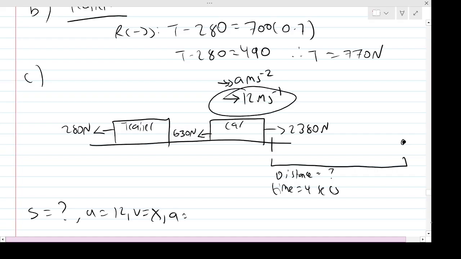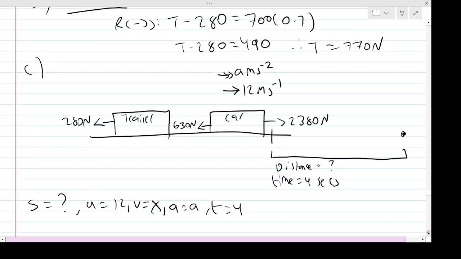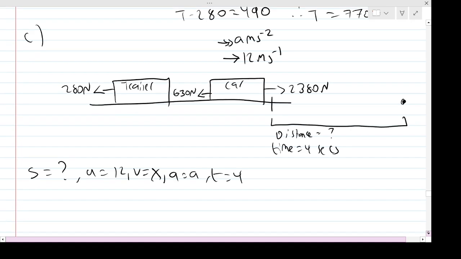A, now A is just A. I don't know what the acceleration is, but T is 4. Now, you can see I'm going to need to work out the acceleration. I can't work out the final speed because I don't have the information for that, but I can work out the acceleration using F equals ma in this situation here. So before I use SUVAT, I actually need to work out the acceleration. I'm going to do that here.